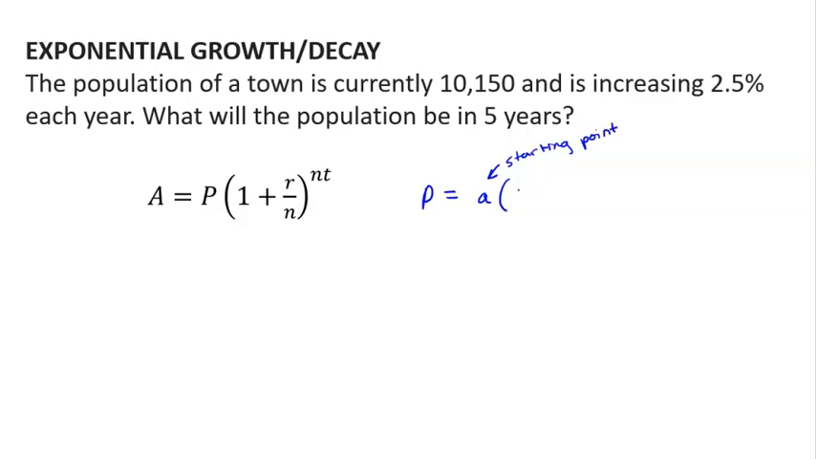Okay. And then 1 plus R, we're not compounding anything within that year, so N is just going to be 1, and then multiplied by that time as the exponent. And so here we go. Our starting point is 10,150 times 1 plus, and then remember 2.5%. We want to write that as a decimal. That's going to be 0.025.